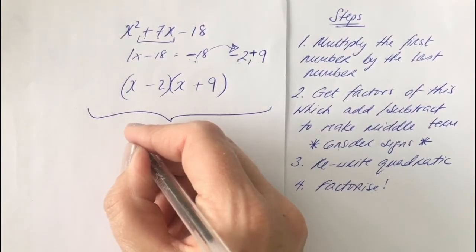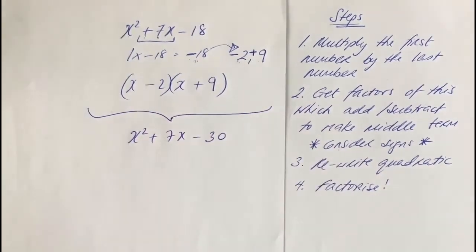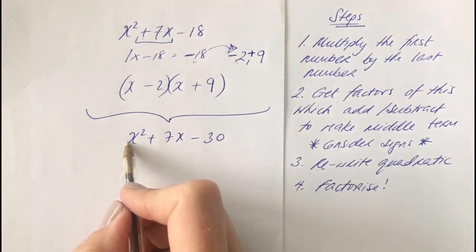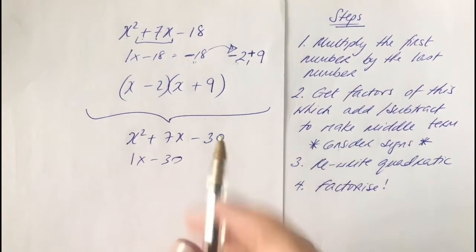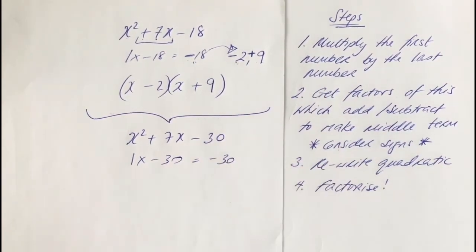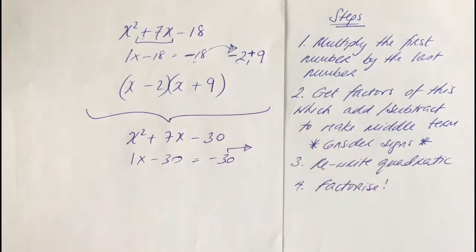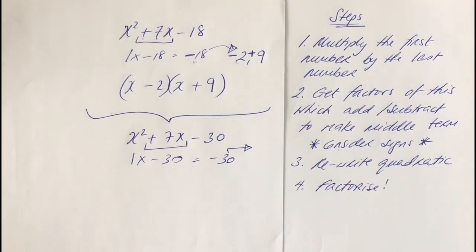Okay, try this one. x squared plus 7x minus 30. All right, pause the video and see how you get on with this. So again, we've got a coefficient that's 1, so it's 1 times minus 30. So we've got an easier quadratic, so we can jump from step 2 to step 4. Minus 30 is what we are looking to get factors of. Factors of minus 30 that will add or subtract to make a plus 7.